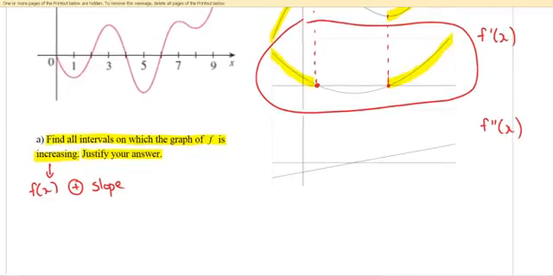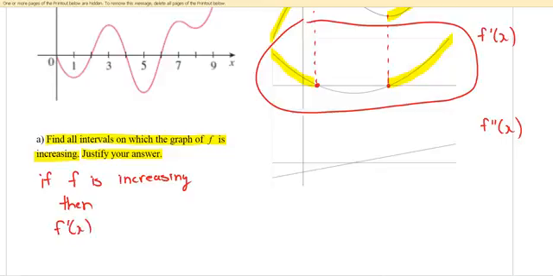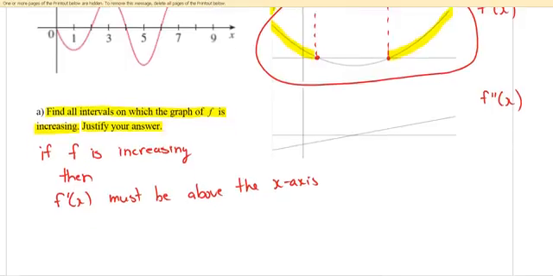Let's summarize that right here. If f is increasing, then f prime of x must be above the x-axis. Or another way of saying that is f prime of x has to be greater than 0.